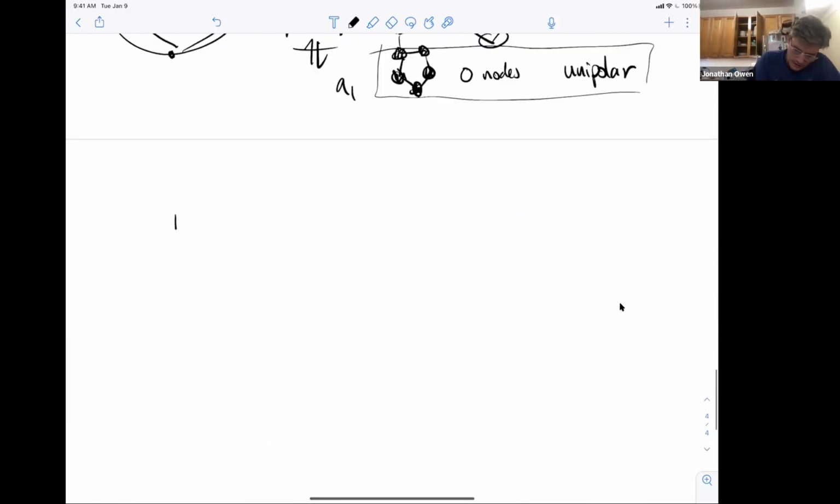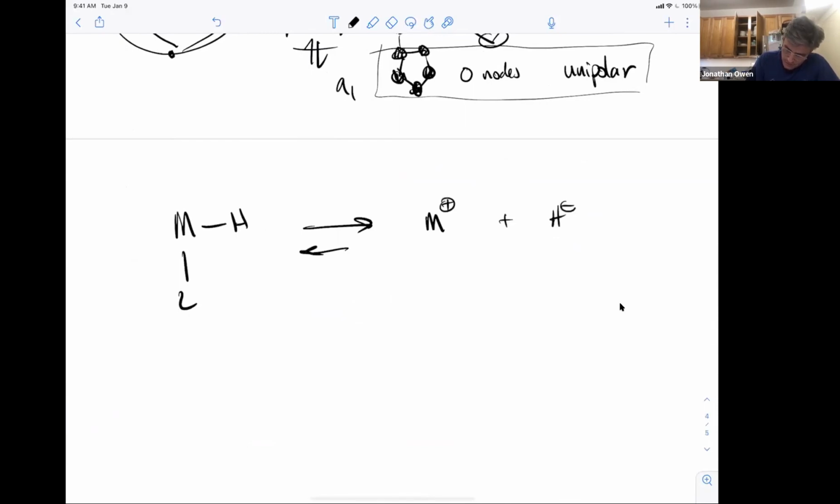So if you've got a metal hydride here and some other ligand, now you're doing this reaction. The equilibrium constant there is the hydricity, or the delta G. So hydricity is proportional to the delta G of H minus release. And so, basically, how easy does the H minus come off?